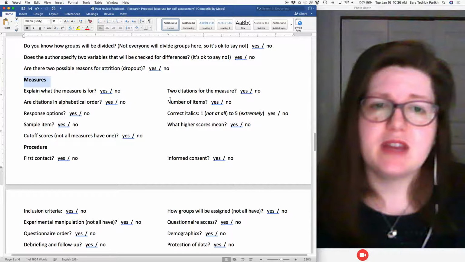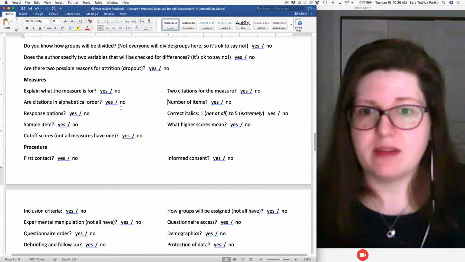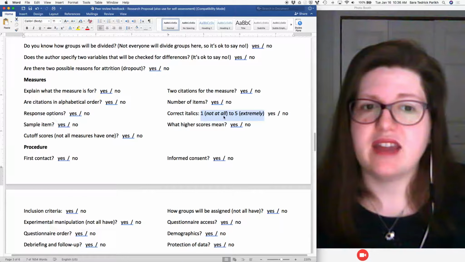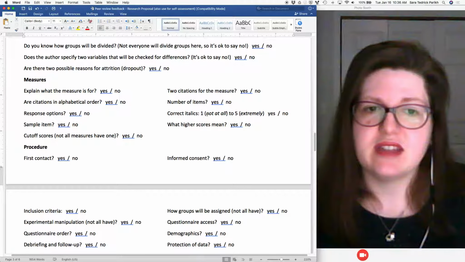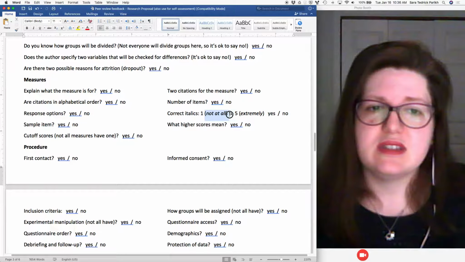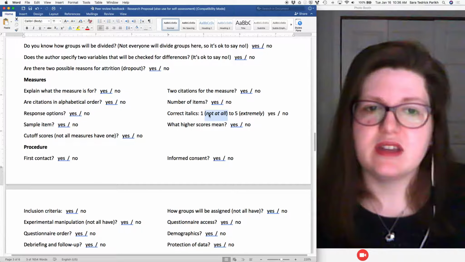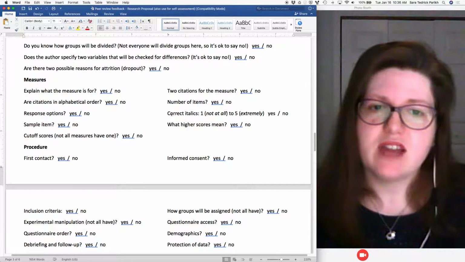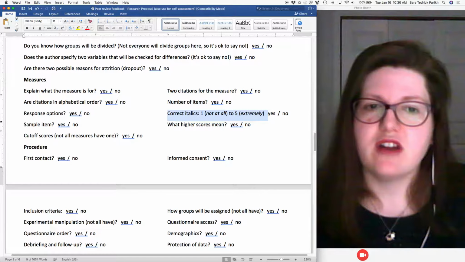Do you say how many items there are in the measure? Do you say what the response options are? And do the labels have correct italics? So the numbers are not italicized, but the labels in parentheses after, so parenthesis, not at all, parenthesis, that "not at all" is italicized. The parentheses are actually not italicized. So check to make sure the italics are correct on your labels.